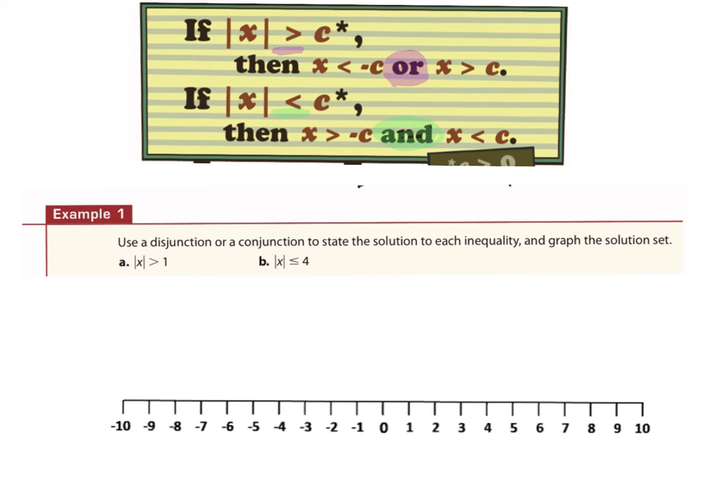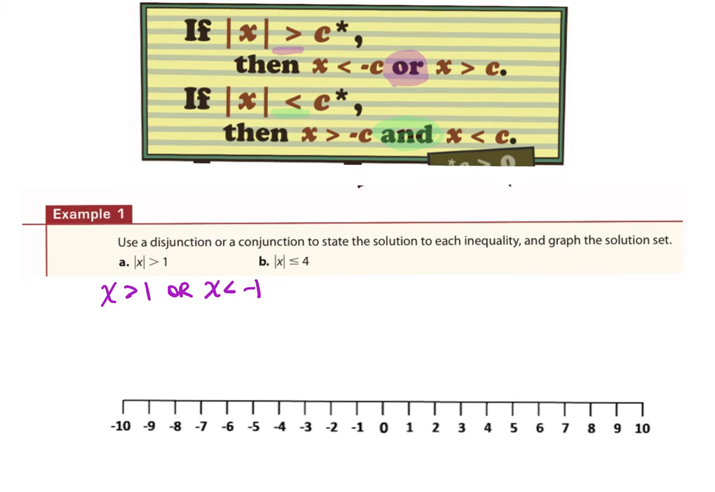So let's look at this first one. Greater than. Started out as greater than. Is this or, and? Look at your shortcut up there. Or. So I'm going to say the x is greater than 1 or the x is less than -1.